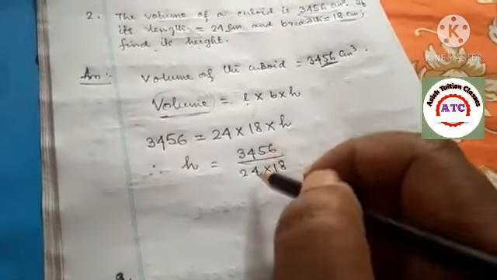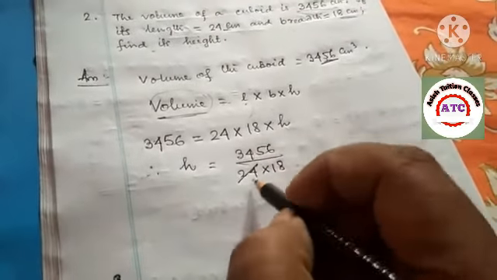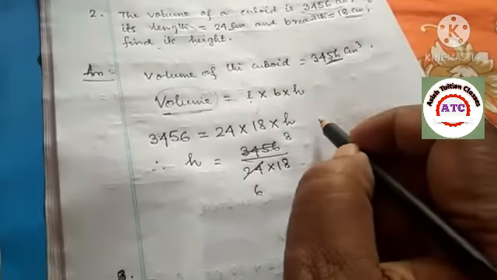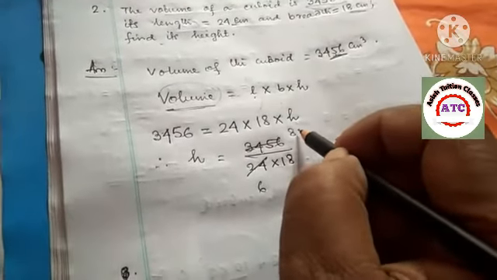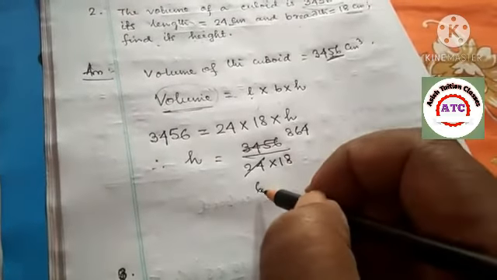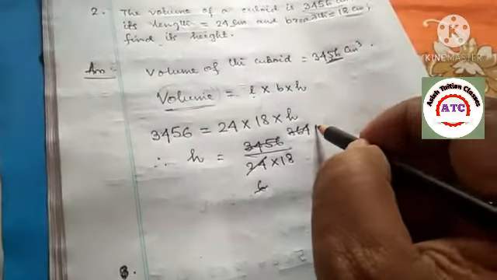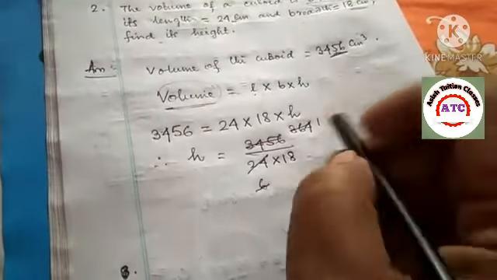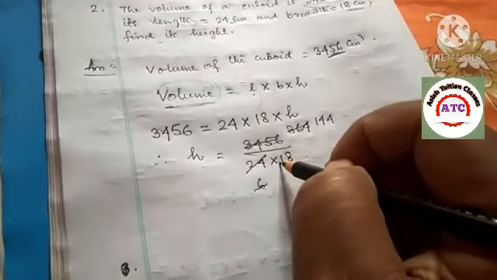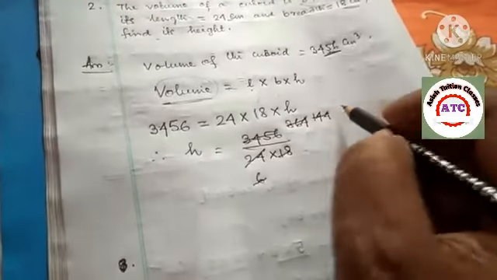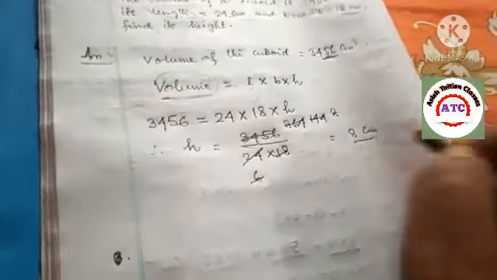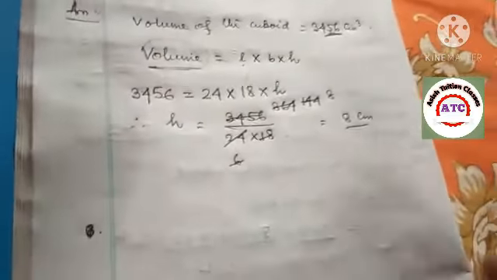After calculation, 18 into 8, therefore 8 centimeter. Height will be equal to 8 centimeter.